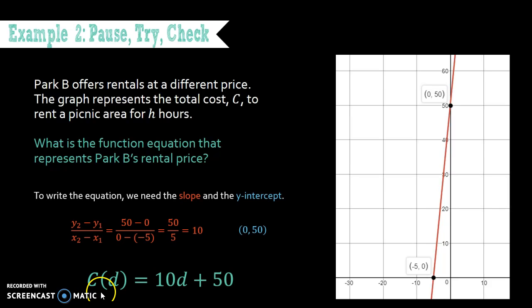My cost is equal to 10 times d. I guess that should say d right here instead of h. Have my variables mixed up. But it's equal to 10 times whatever your input is, plus the extra $50 to represent the initial fee of $50 to rent out this picnic area.